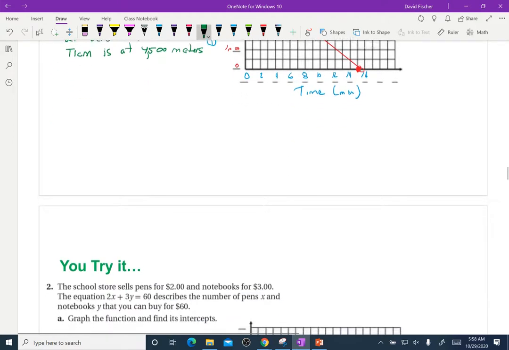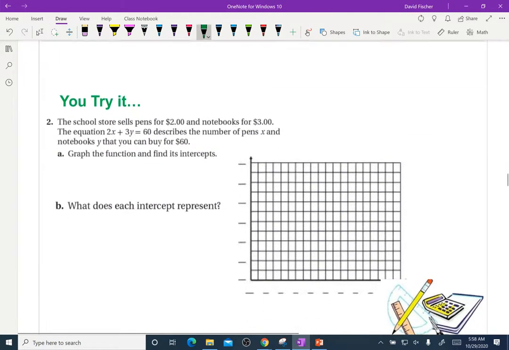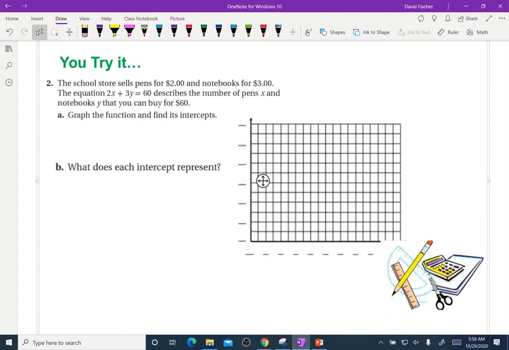4,500 meters. All right, so here's one for you to try. As you graph this, first of all, they gave us the equation. That's nice of them to do that. But let's look at the problem. The store sells pens at $2. So if I buy 2 pens, I want to multiply $2 times 2. If I buy 3 pens, that'd be $6. So there's my x, my pens, because we have to decipher this.